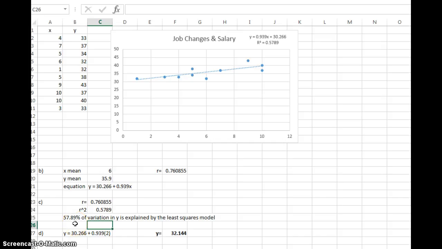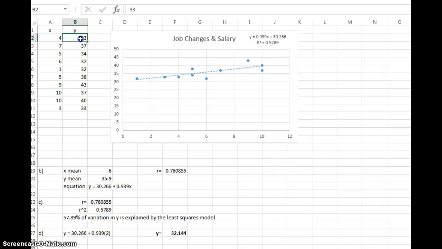57.89% of variation in Y is explained by this least squares line. And we get that number straight from the coefficient of determination. That's what it's telling us, that 57.89% of the variation is explained by this model. What does that mean? There's a lot of statistics words there.